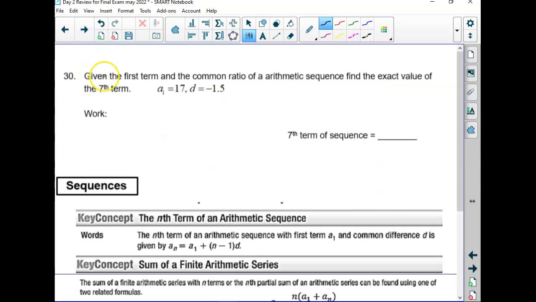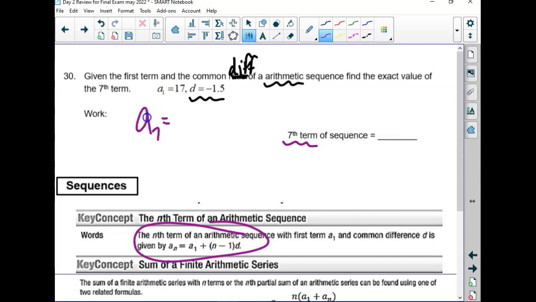Okay. Given the first term and the common, I hope it doesn't say this on your quiz. Doesn't it say D here and it says arithmetic? Then it is a difference, not a ratio. Given the first term and the common difference, D, of an arithmetic sequence, find the exact value of the 7th term. That's just using this, guys.